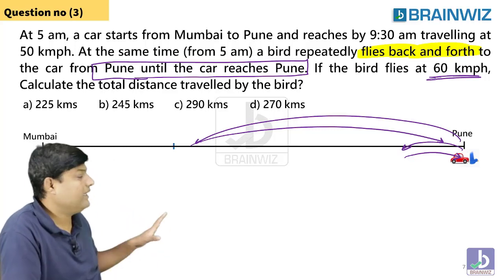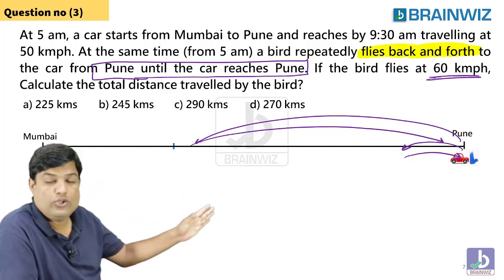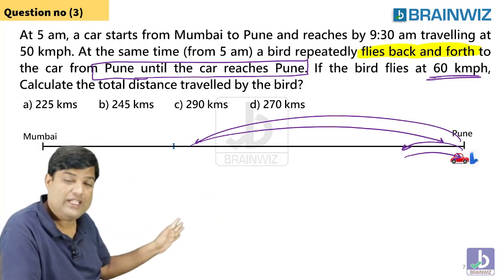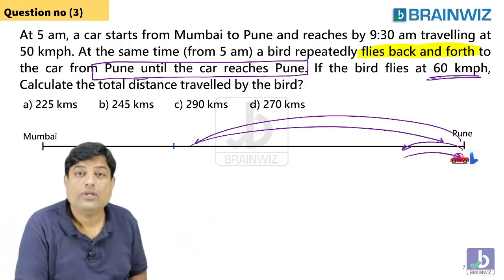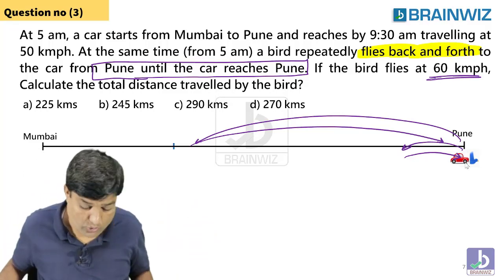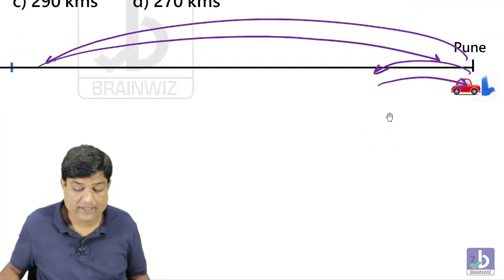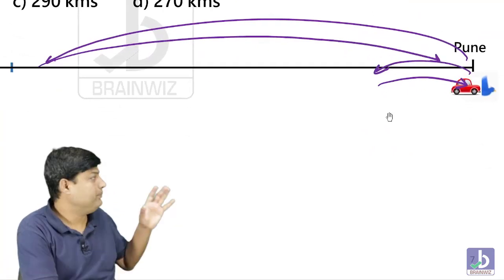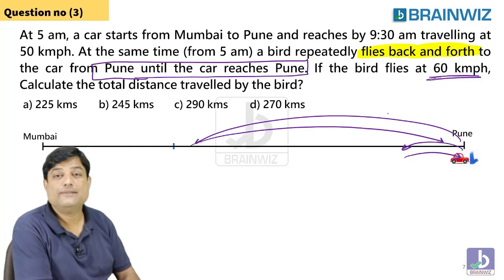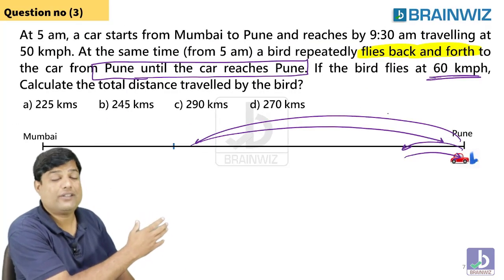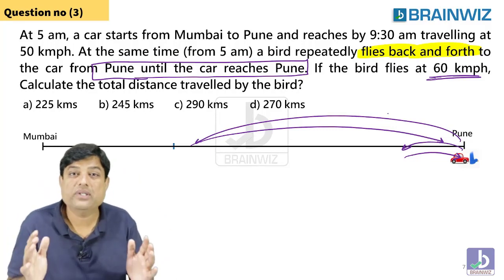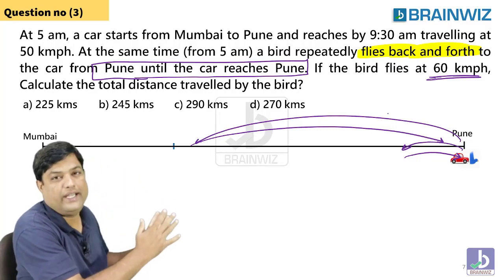It seems to be a little complicated, guys. The bird comes and touches the car, goes back to the original place, again comes and touches the car, again goes back. People might be thinking, how do we calculate all these things? I would like to tell you one thing. Do you think this bird is flying until the car reaches from Mumbai to Pune? Until that time, the bird is in the air.